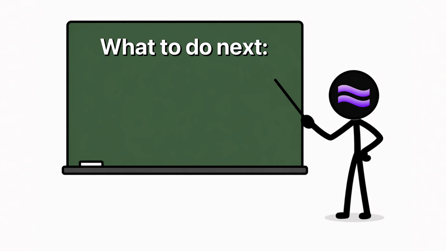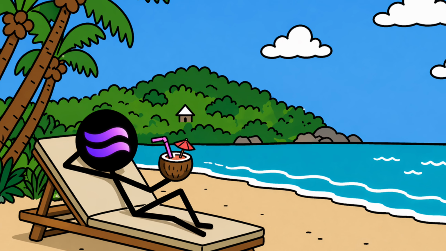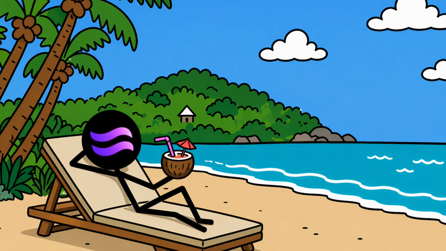Here's what to do next. 1. Pick one platform for attention. 2. Identify one clear problem. 3. Create a simple solution. And 4. Publish and get feedback. That's the model. The simplest online business model isn't flashy, but it works.